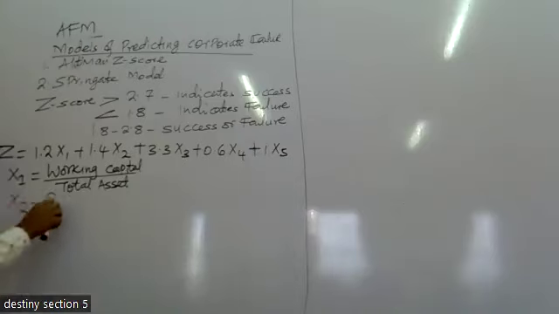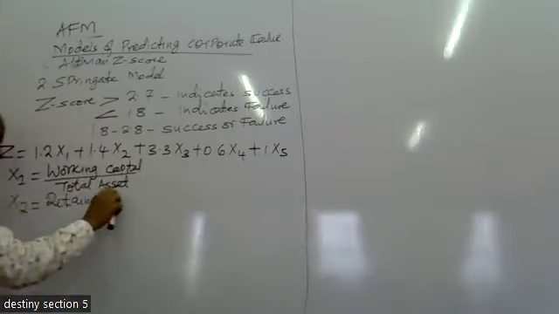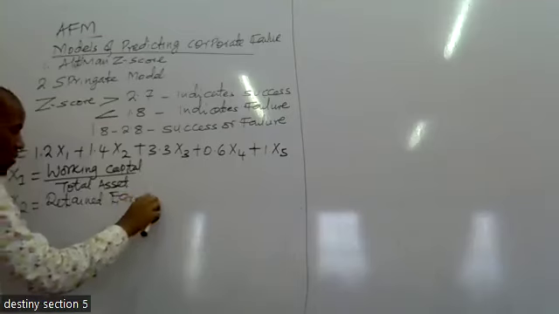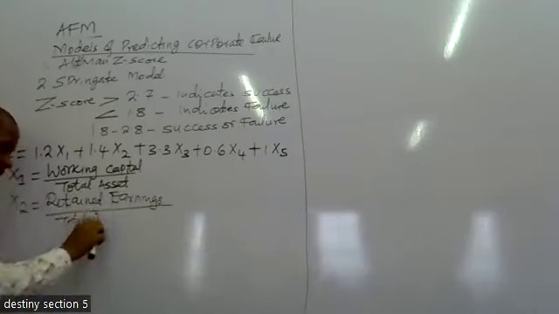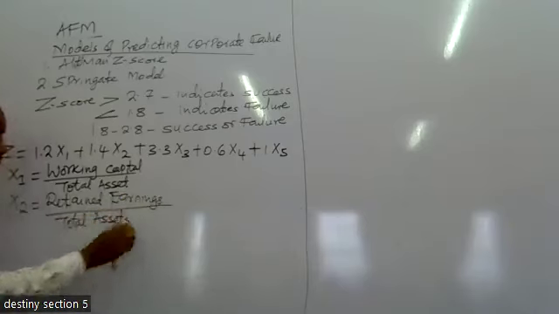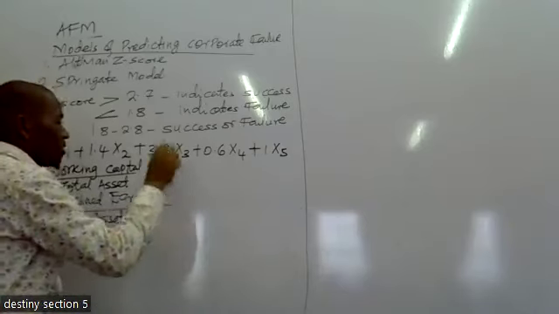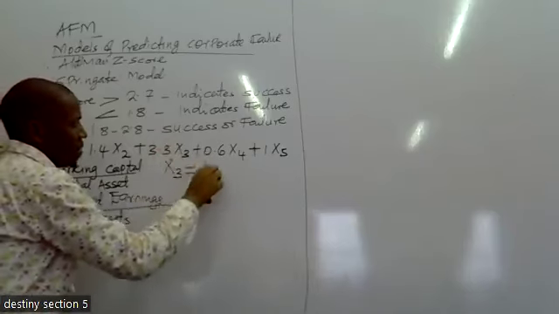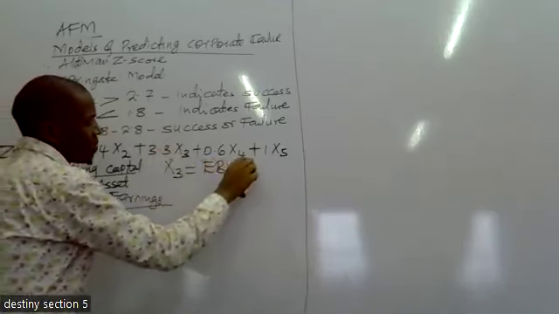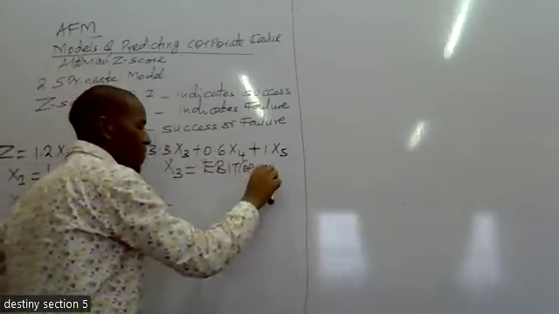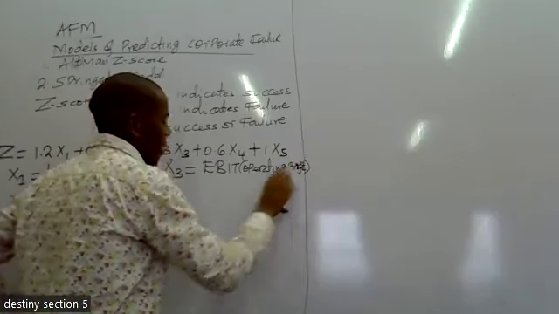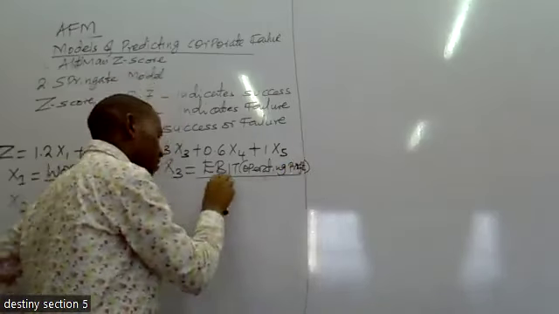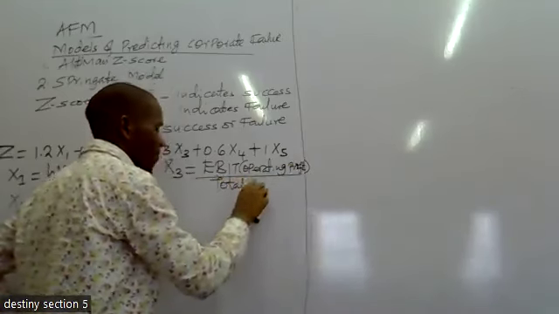X2 will be given by the retained earnings. Retained earnings, you divide by the total assets. Then we have X3 be given by the operating profits. Operating profits divide by total assets.